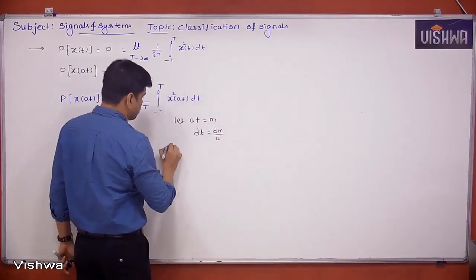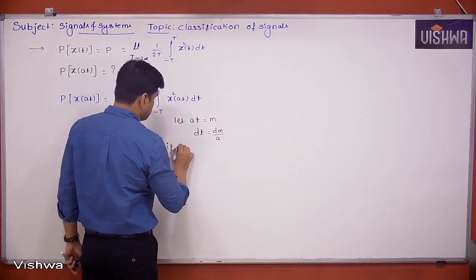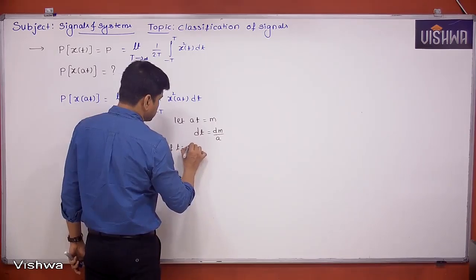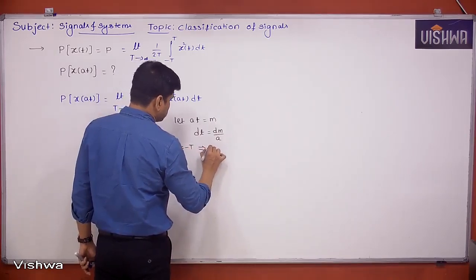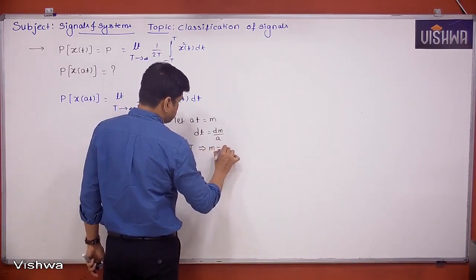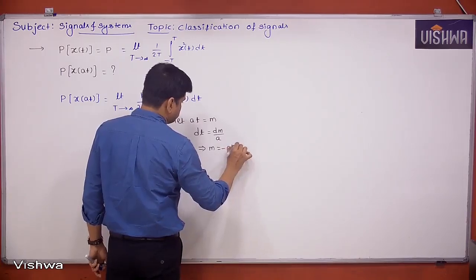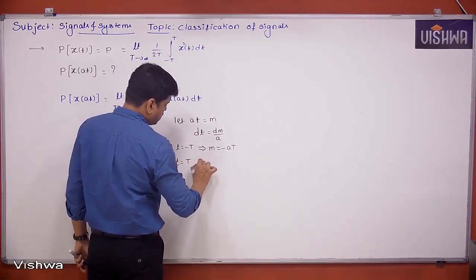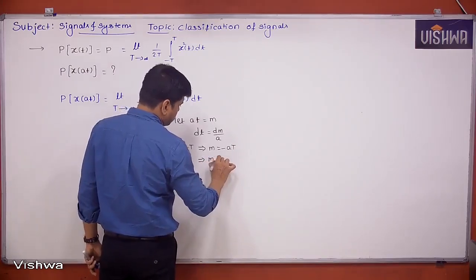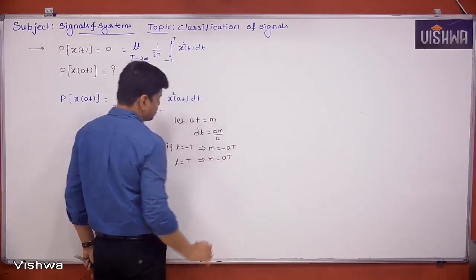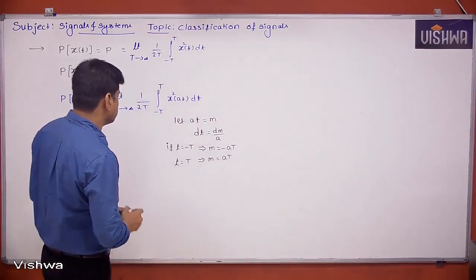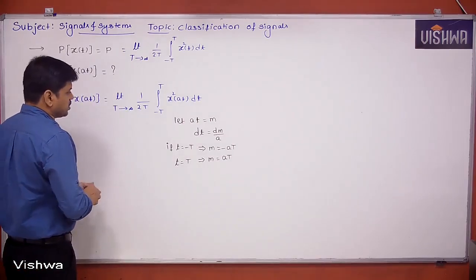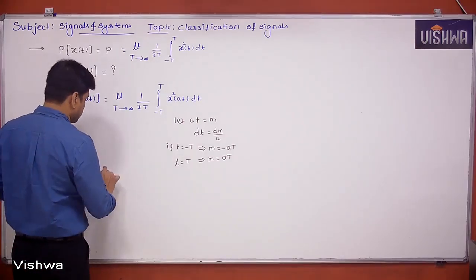dm by a. If t is equal to minus t, that implies m is equal to minus at. If t is equal to plus t, that implies m is equal to at. Okay. Once we got this, now let's go with the formula.